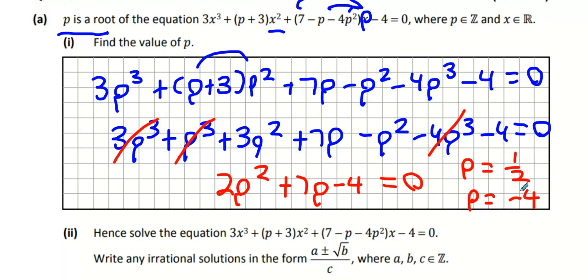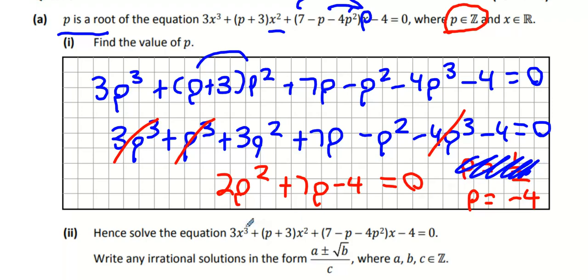Which one of these answers is not allowed? Which one of these answers am I not allowed to accept? Look at the fine print. P is an element of Z, which means an integer. An integer can't be a fraction. Which one do I get rid of? Half. We all good with that?